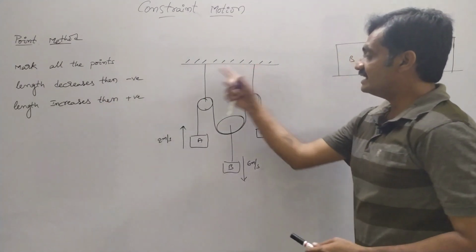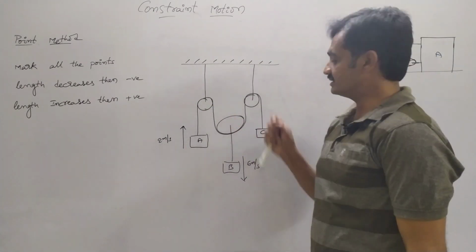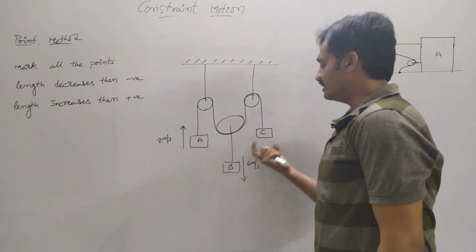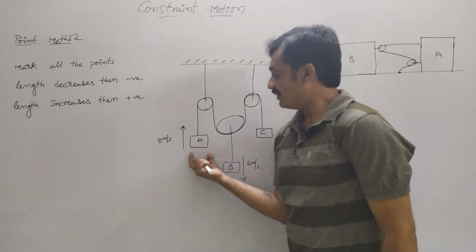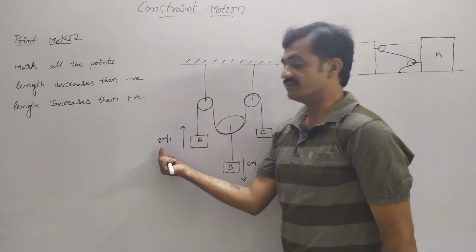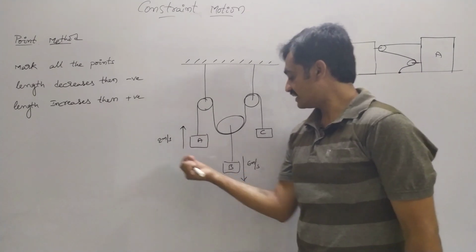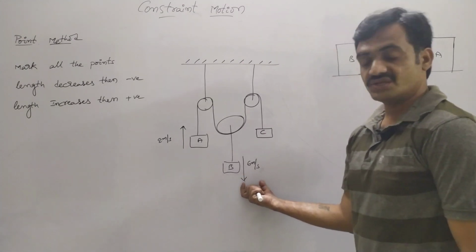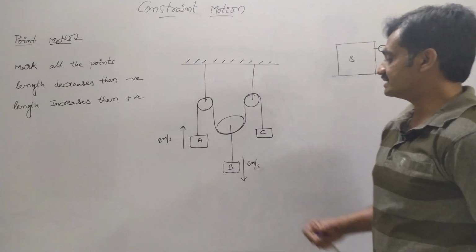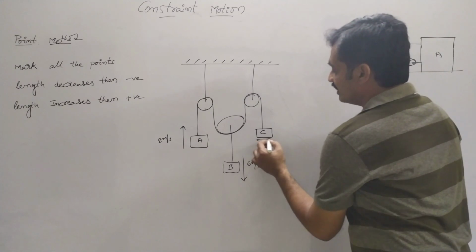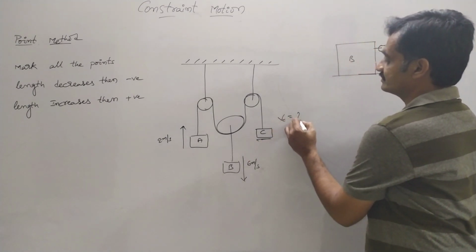So here let's see an example. I have considered 3 pulleys and observe that we have 3 bodies, where block A is moving in the upward direction with a velocity of 2 meter per second, and block B is moving in the downward direction with a velocity of 6 meter per second. Now we have to find the velocity of the block C.